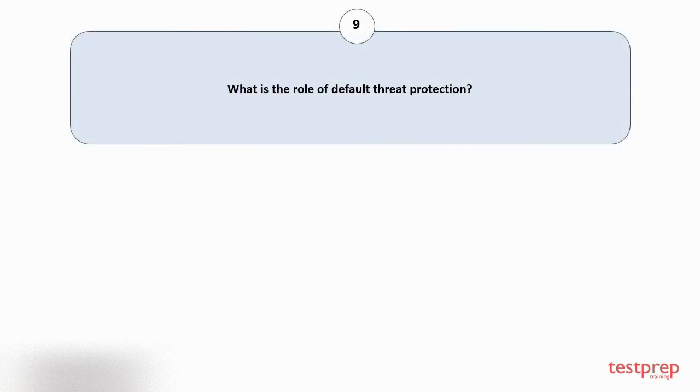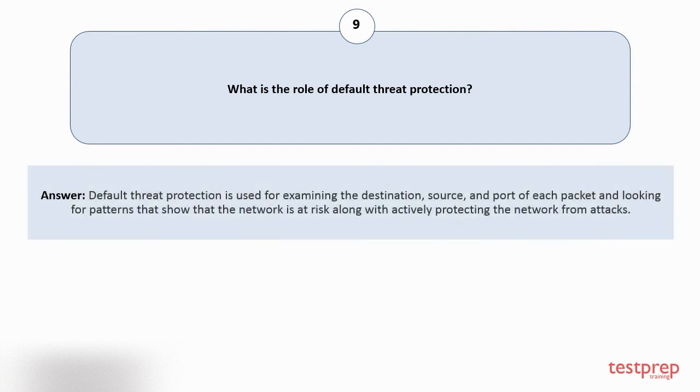Question number 9, what is the role of default threat protection? Your answer is default threat protection is used for examining the destination, source, and port of each packet and looking for patterns that show that the network is at risk along with actively protecting the network from attacks.